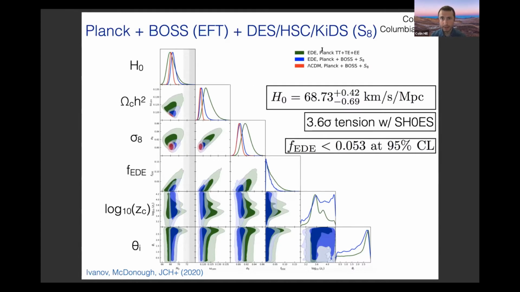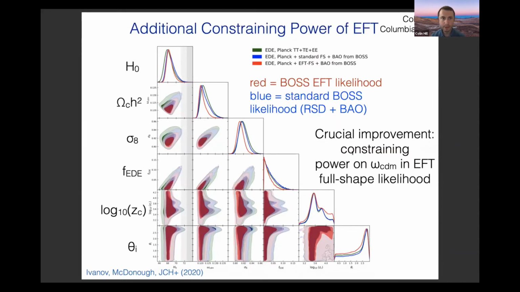So now the EDE contours are shown in green or blue, where the blue folds in Planck, BOSS, and then the S8 data from DES et al. And then the green does not have the S8 data. But if you look at folding in all 3 of these probes, you can see that the H0 value that we get is pretty similar to what you get in lambda CDM. No major shift is seen. And there's still a very significant tension with SH0ES, even in the context of this expanded model. We get a pretty tight upper limit on how much of this early dark energy could have existed prior to recombination. Let me skip this.